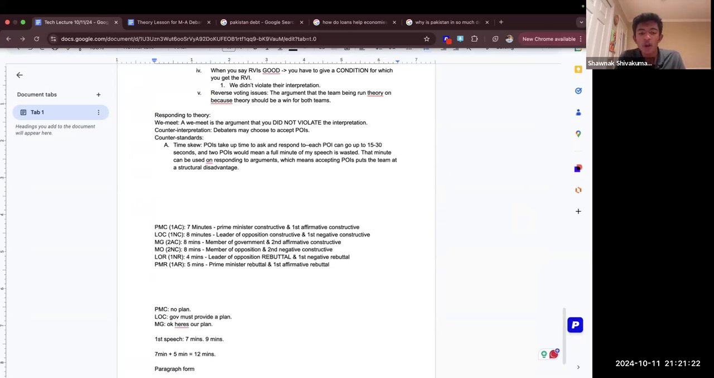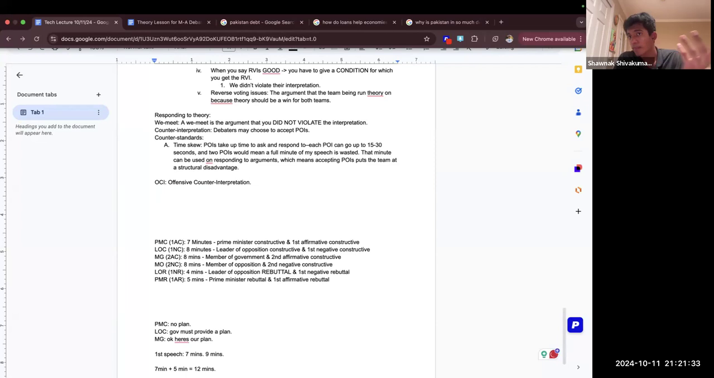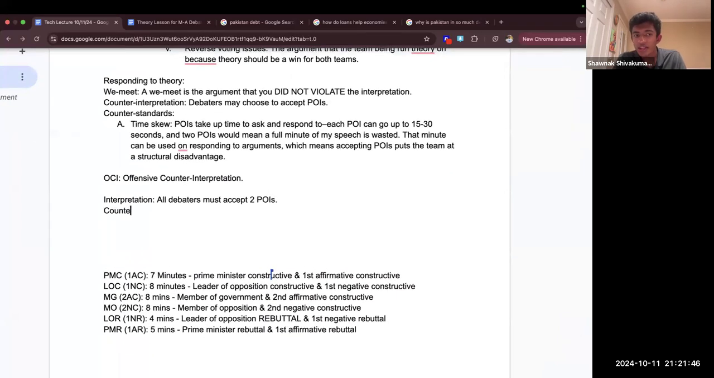Oh, okay, yeah, one thing. Know what an OCI is. An OCI is an offensive counter interpretation. What do I mean by this? Well, an interpretation could be: all debaters must accept two POIs, right? A regular counter interpretation would be: debaters may choose to accept POIs.